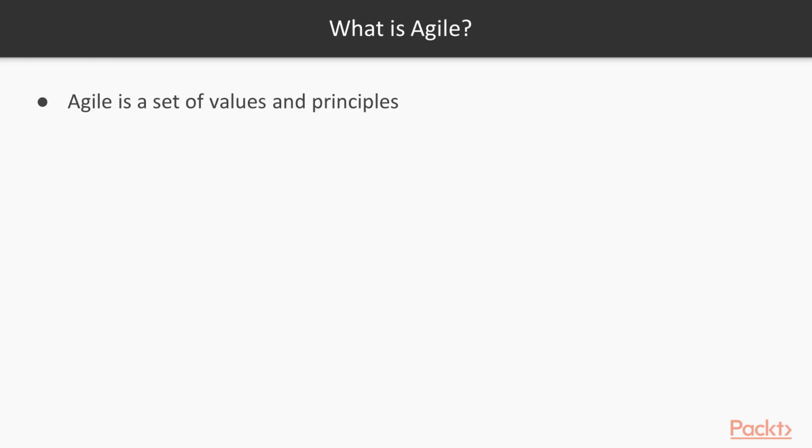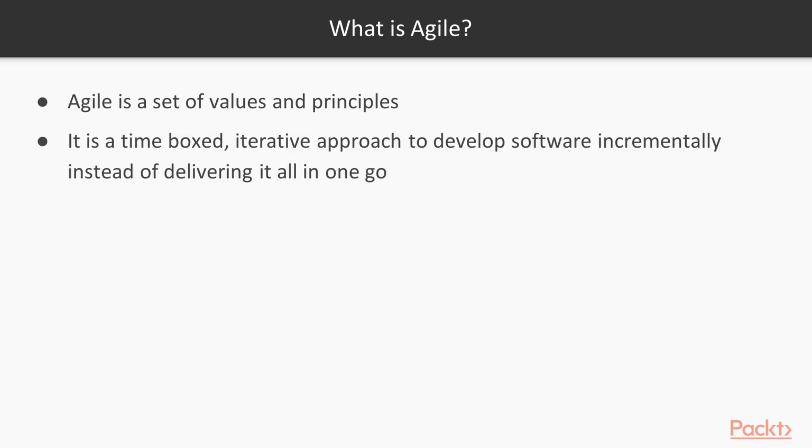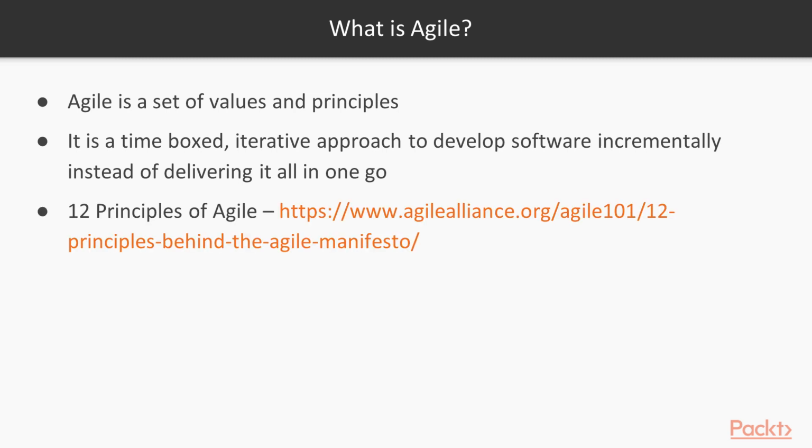What is Agile? Well, Agile is a set of values and principles. It is a time-boxed iterative approach to develop software incrementally instead of delivering it all in one go. There are 12 principles of Agile that define the concept behind various Agile methodologies, and you can go through this link to understand more about those 12 principles.